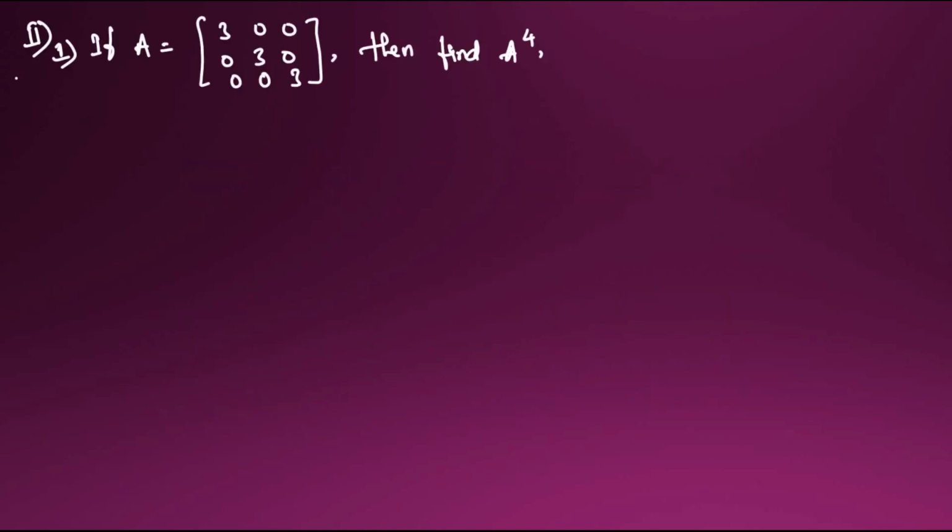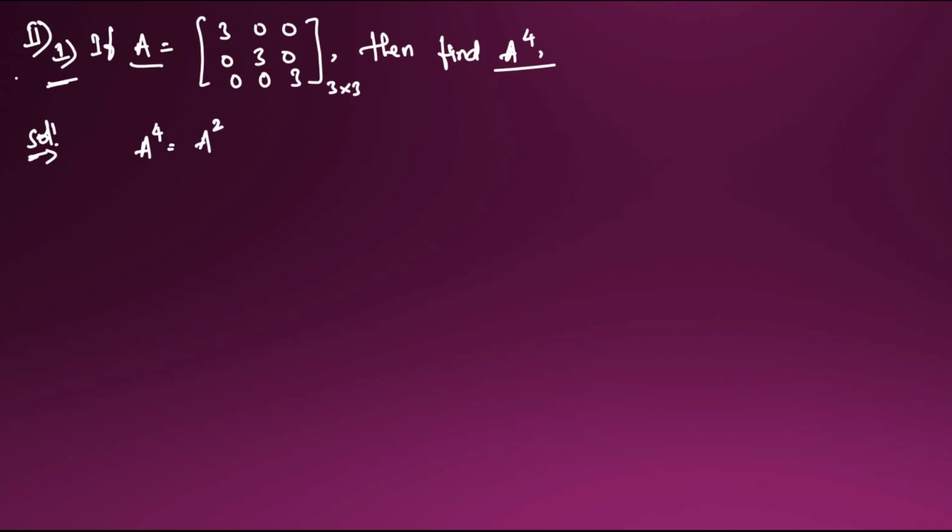Now, what is the first question here? If A is equal to the 3 by 3 matrix [3 0 0; 0 3 0; 0 0 3], then find the value of A power of 4. Now the solution: A power of 4 we have to find.